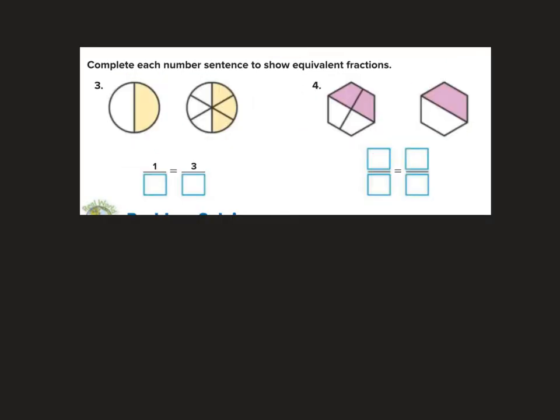Complete each number sentence to show equivalent fractions. So this one is worth 1/2. And then I cut each half into 3 equal pieces, so I have also 3/6, times 3, times 3. Here I have 2 out of 4 and 1 out of 2. Divide by 2, divide by 2. Equivalent fractions.